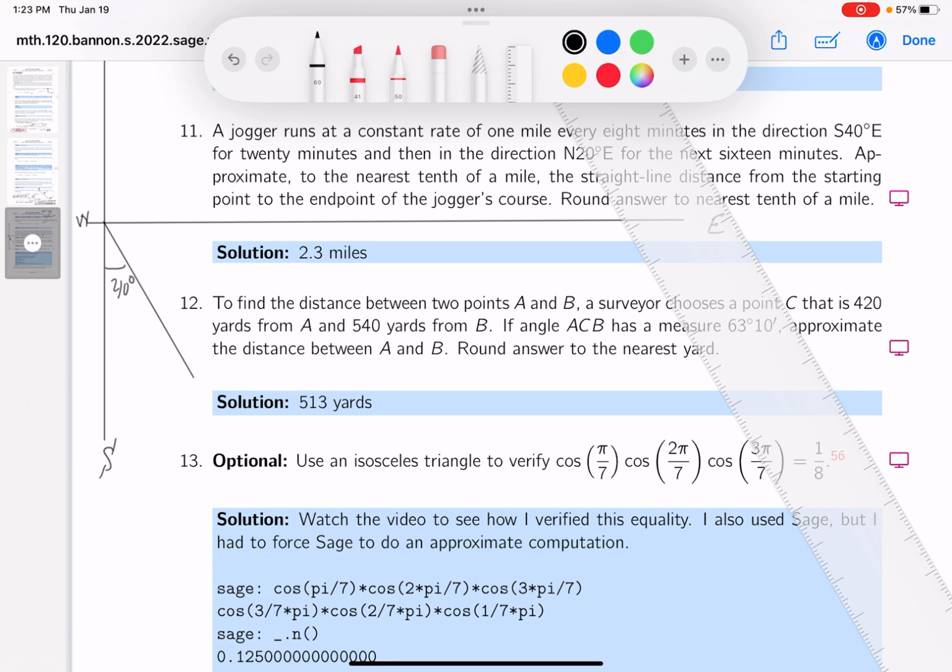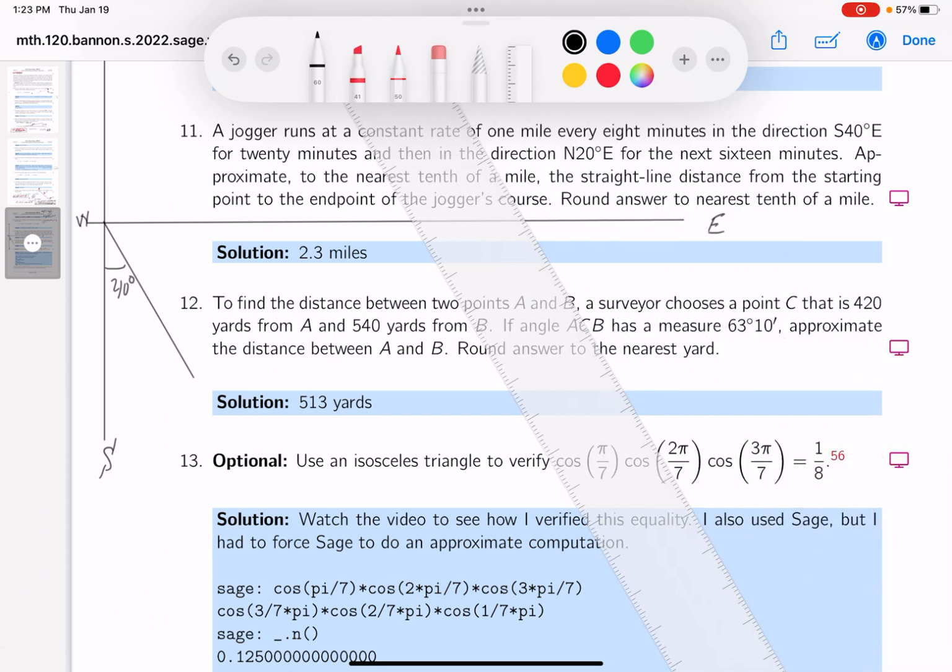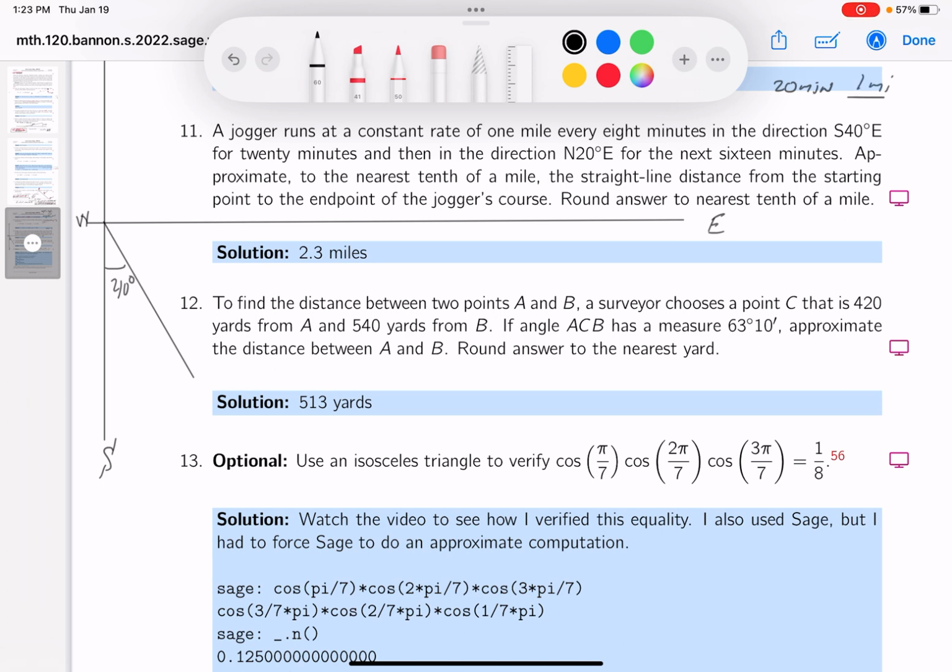All right. And then I've got to read the rest of the story. It says, he did that for 20 minutes. Let me get rid of the ruler. So a jogger runs at a constant rate of 1 mile every 8 minutes in a direction for 20 minutes. Let me write this down. So 20 minutes, and he's running at a rate of 1 mile every 8 minutes.